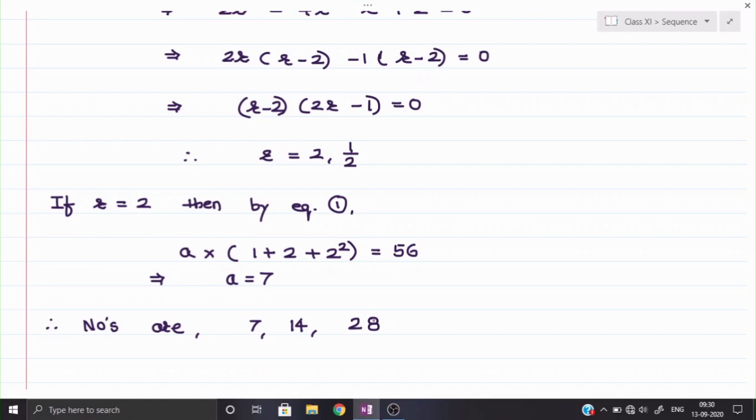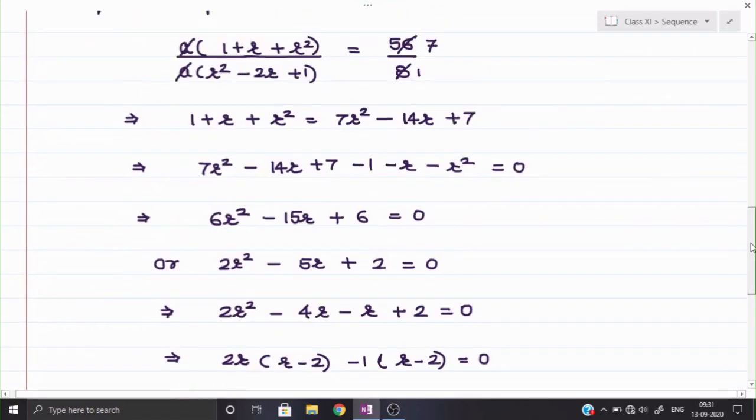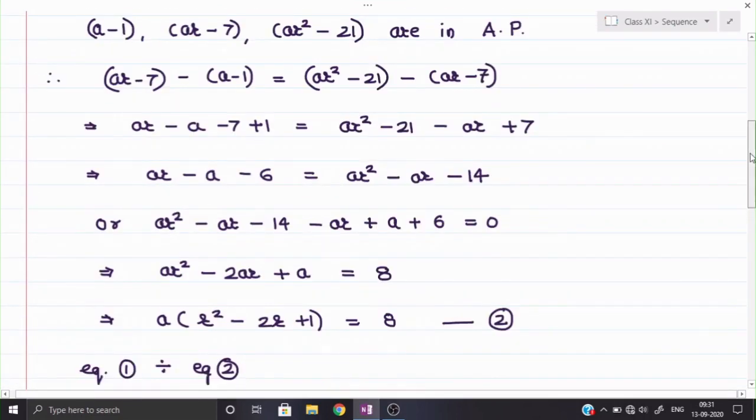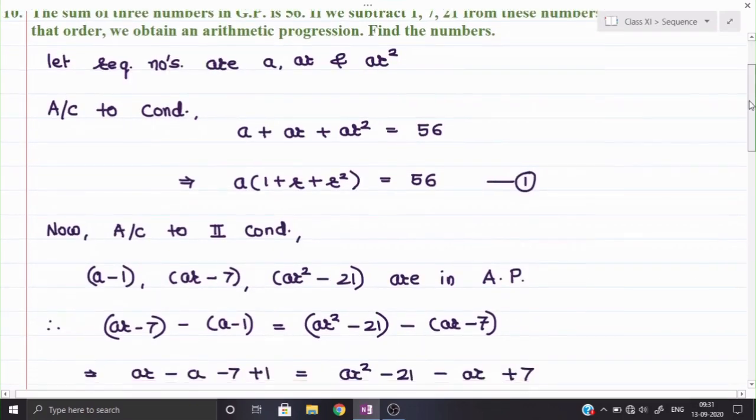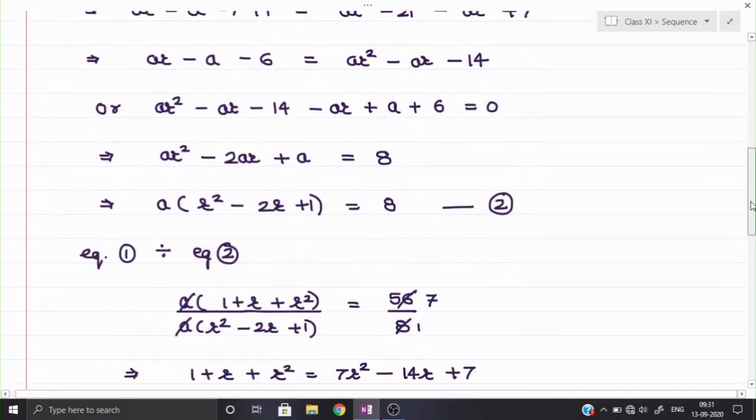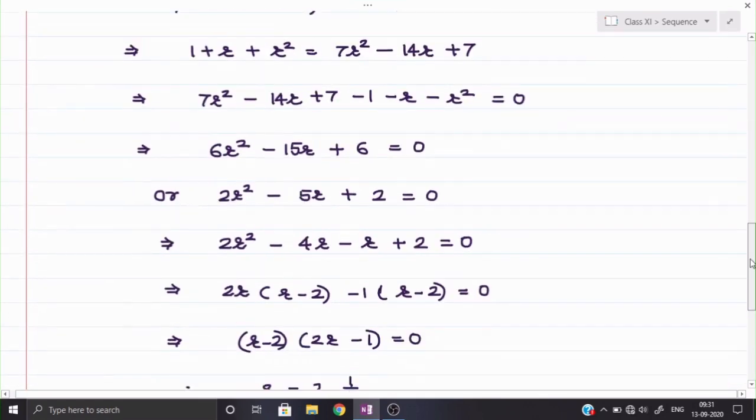14 plus 7, no, it is not giving sum 56. Somewhere we are making a mistake. Let's check once again. Value of A is 7, then AR will be 7 into 2, 14, and 7 into 4, 28. I think we have been given that the sum of three numbers in GP is 56, so 56 should be obtained. I think the sum is not coming to 56.